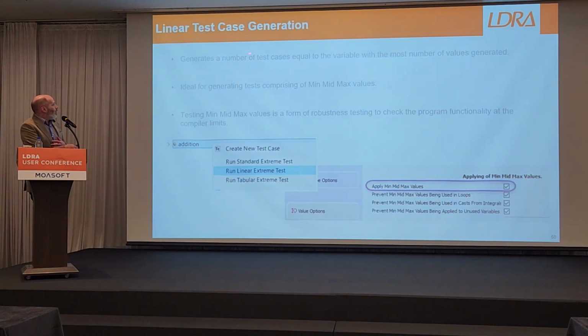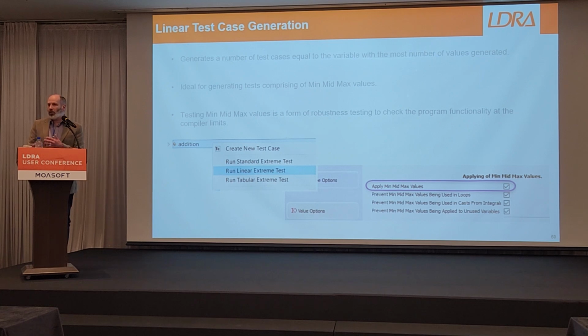For our test case generation, we have created a new type of test within TB Extreme Plus. With TB Extreme as standard, you get standard extreme tests or tabular extreme tests, and these can generate many test cases for you to exercise your units. With the new facility, we have linear extreme tests, which is particularly suited to allow us to apply min, mid, max values against all of our code data items in the unit under test.